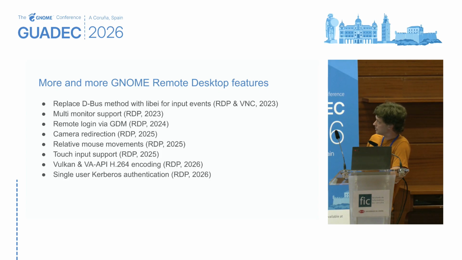And this year we also got single-user Kerberos authentication, because that has been a long-term problem with authentication in RDP and VNC, for that matter, that you can't use the password of the user to log in, which means you have to have a separate password, which is a bit awkward. So if you have Kerberos set up, which you probably don't, but then you can now use Kerberos.